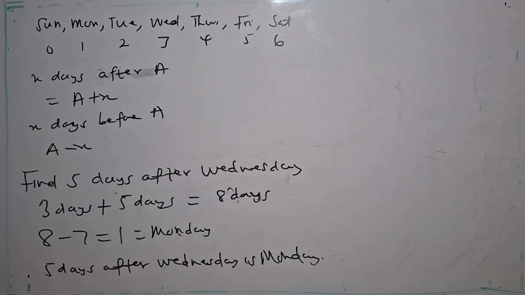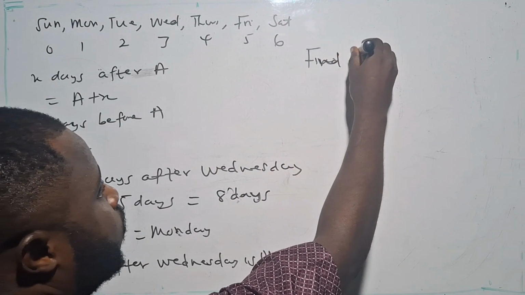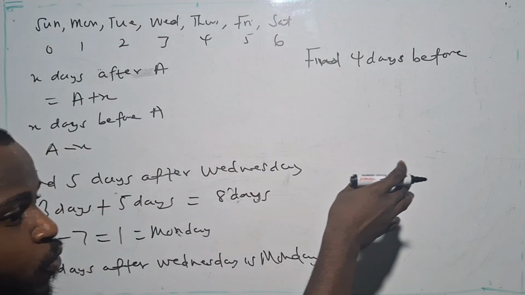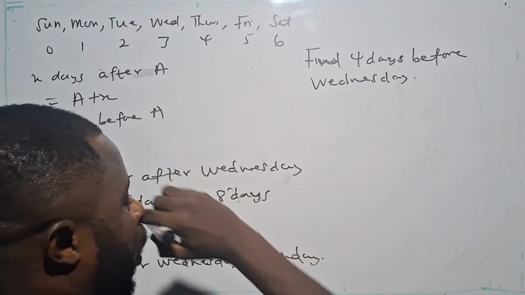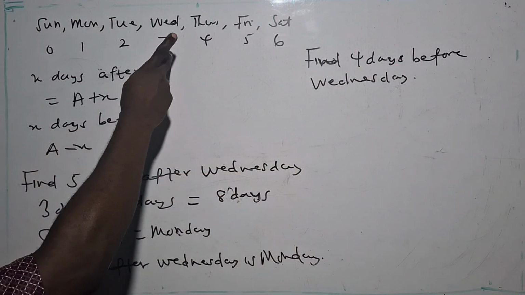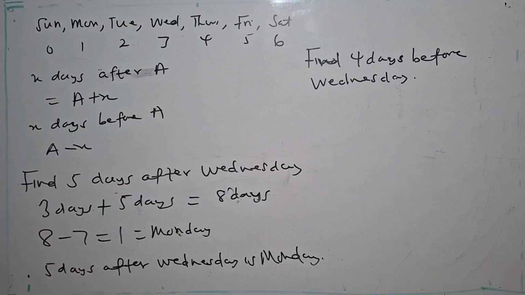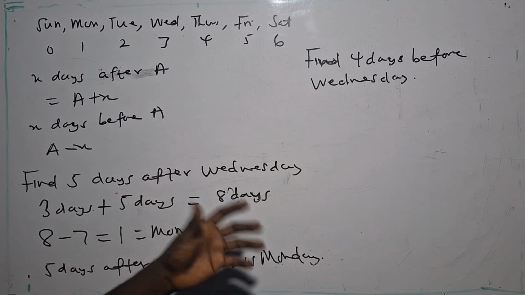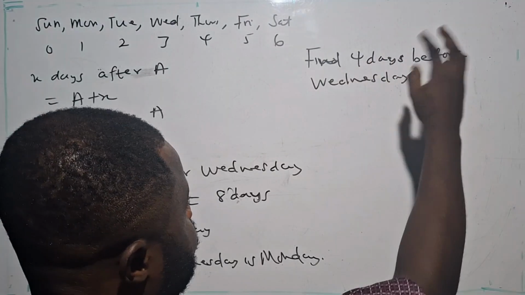So another one, let's find 4 days before Wednesday. Now let's see. Today is Wednesday. So 4 days before: 1, 2, 3, 4. It falls on Saturday. But let's use our modulo to calculate for it. And I've told you, if it is before, we subtract.